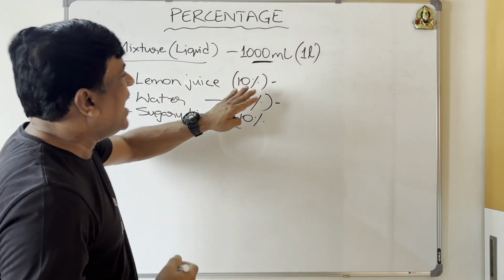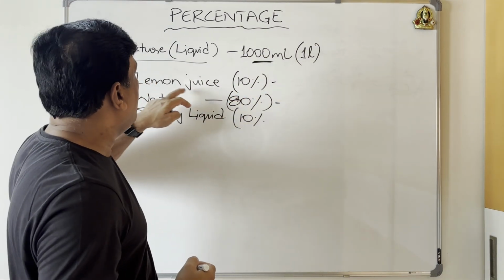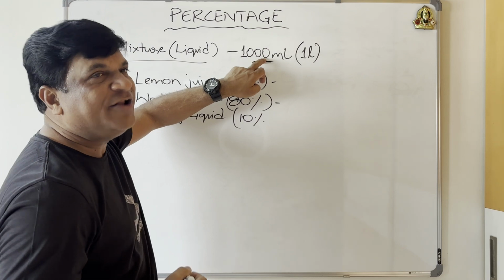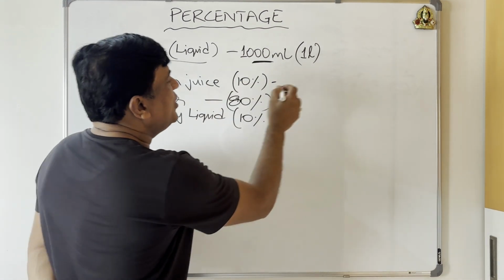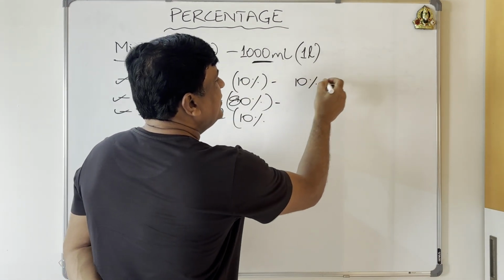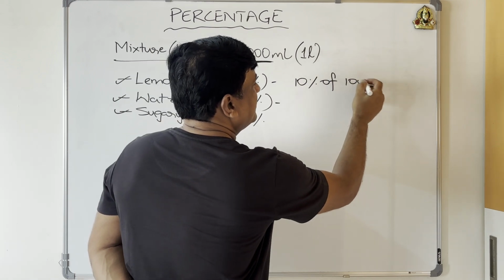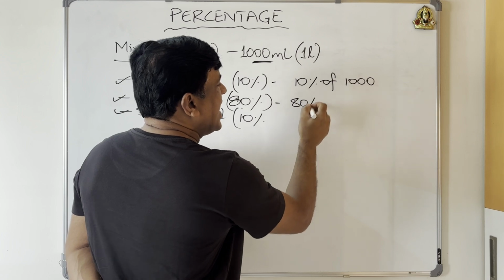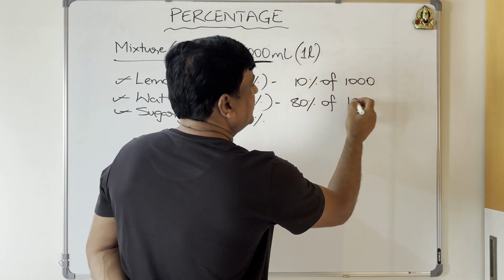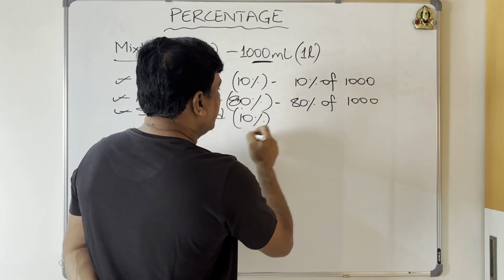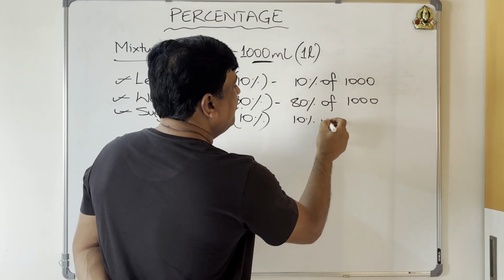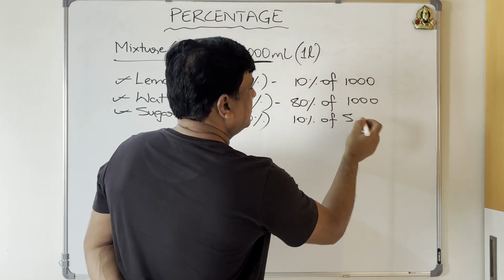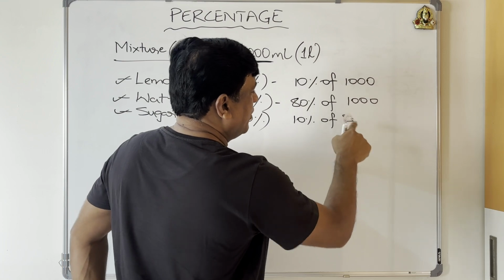Now, if you want to calculate the amount of lemon juice in that 1 liter of mixture, what are you going to do? You are going to do 10% of 1000. That is what you are going to do. In this particular case, water is 80% of 1000. And again, sugar is 10% of your 1000.